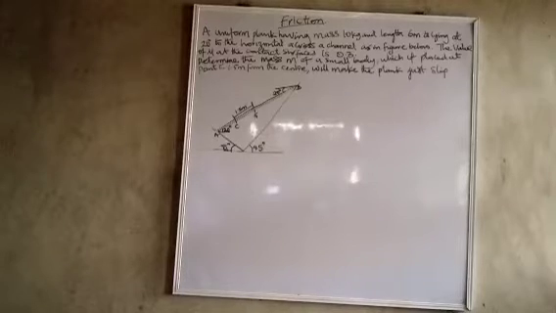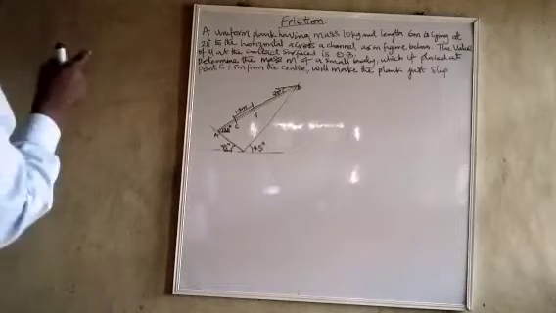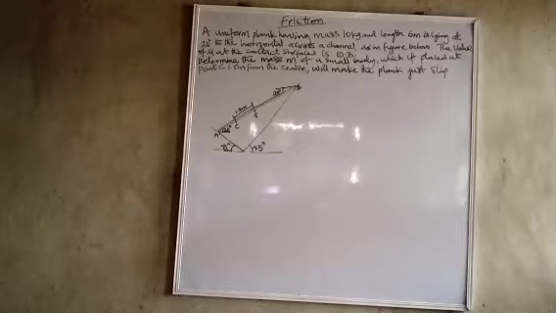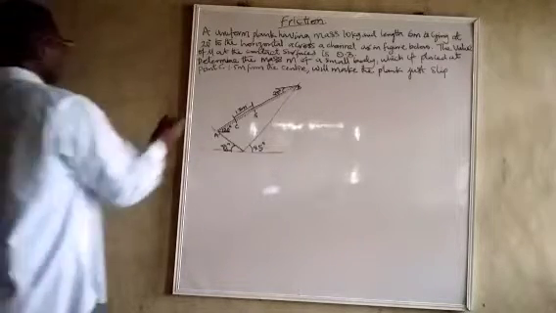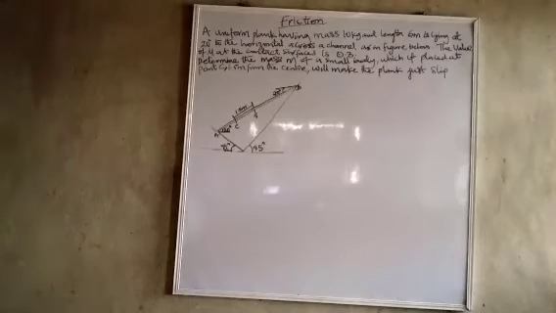A uniform plank having a mass 10 kg and length 6 meters is lying at 20 degrees to the horizontal across the channel as in the figure below. The value of mu at the contact surfaces is 0.3. Determine the mass n of a small body which, if placed at point C, 1.5 meters from the center, will make the plank just slip.